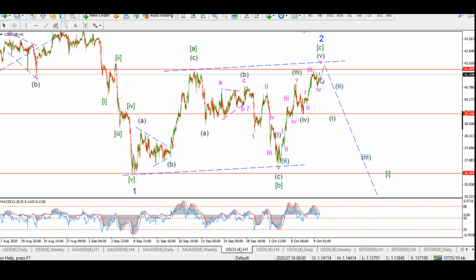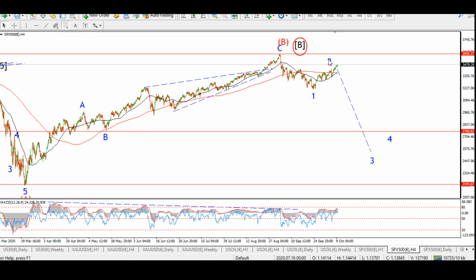Okay, all right, let's get out of this. This is crude oil, 3 waves up. I would expect to see the first turn down into wave 3 down before the middle of next week. Okay, so let's move on to the S&P.